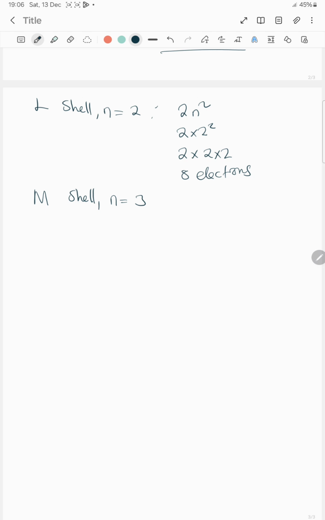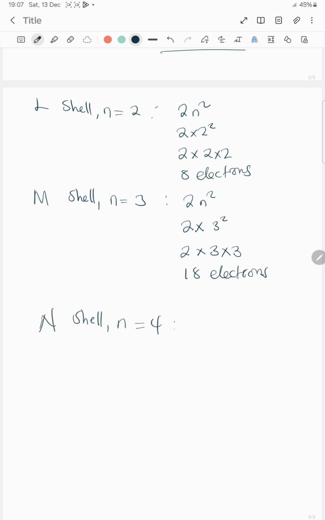For the M shell, n is equal to 3. We come with our formula 2n to the power 2. This is 2 times 3 to the power 2, which is the same as 2 times 3 times 3. Our answer now becomes 18 electrons.